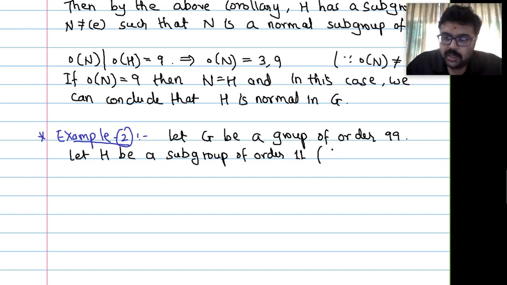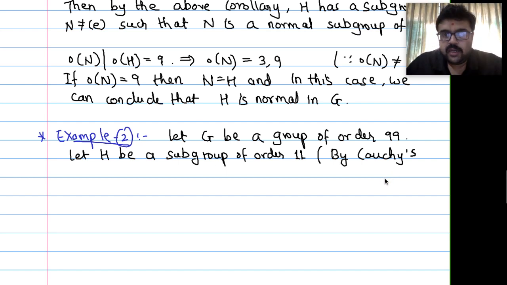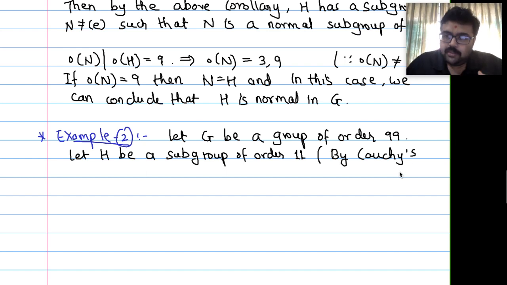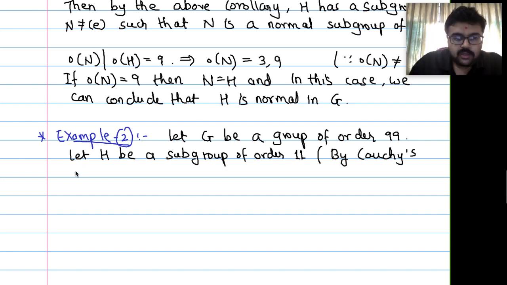We can say that by Cauchy's theorem. We have not seen the non-abelian case, so I cannot use it right now. But allow me to go further ahead and then use this result, because we know it is true. We have not yet proved it, but we can also prove by other means that a group of order 99 will always have a subgroup of order 11. In fact, it will have a unique subgroup of order 11.